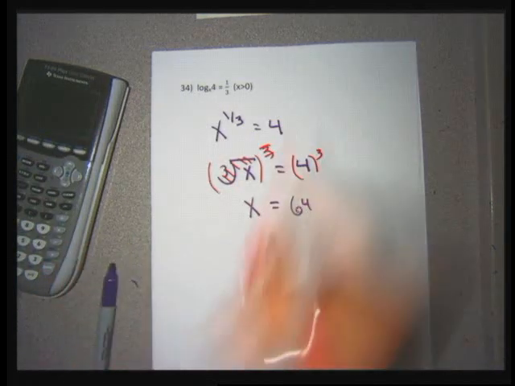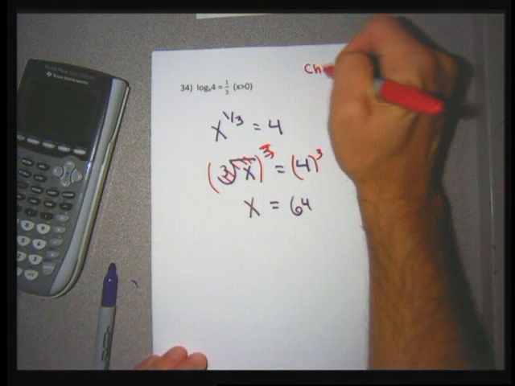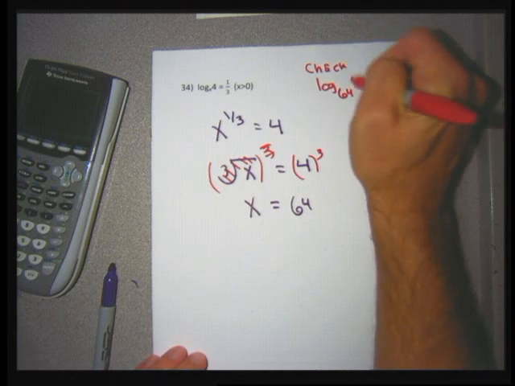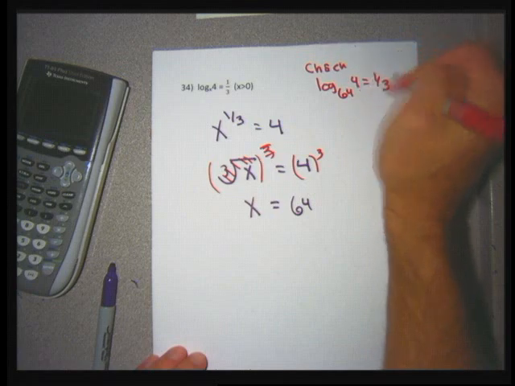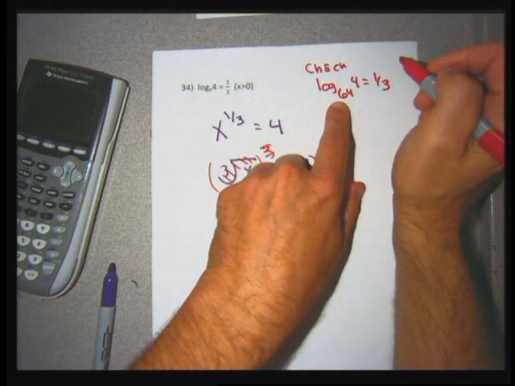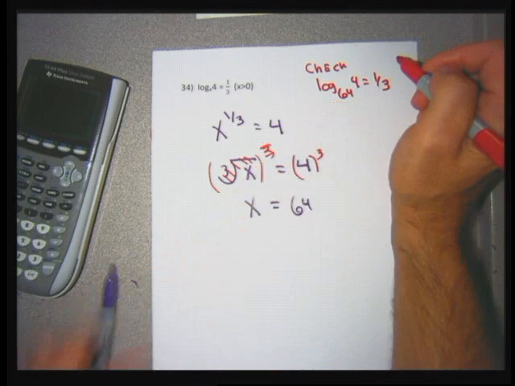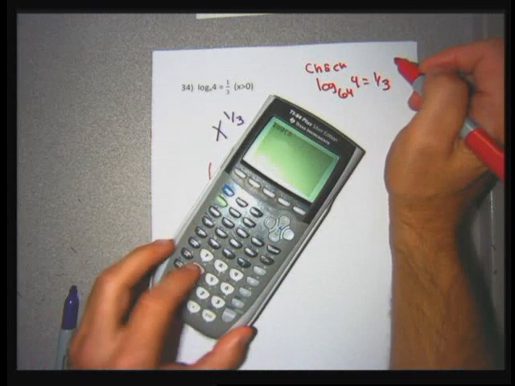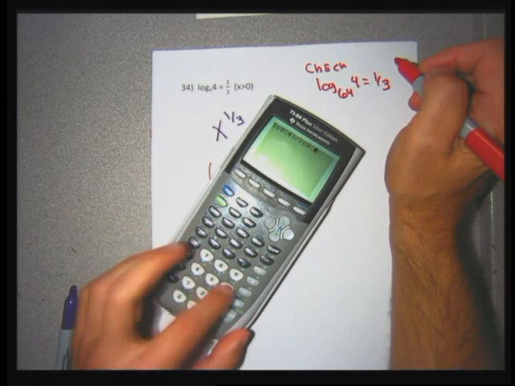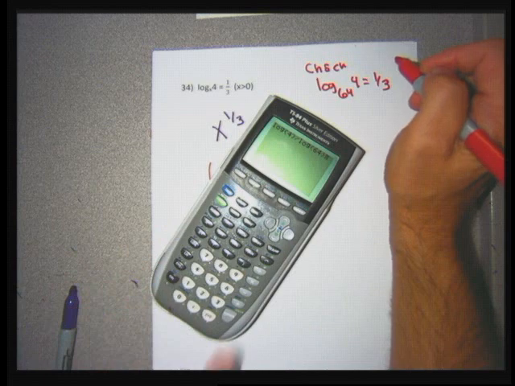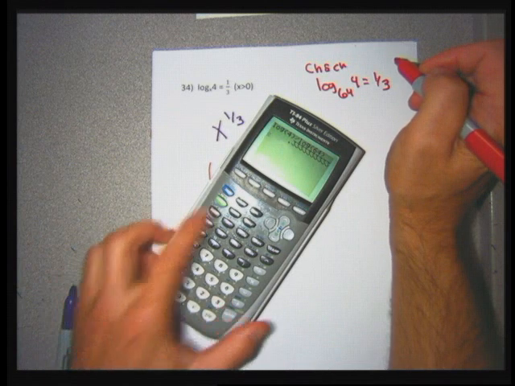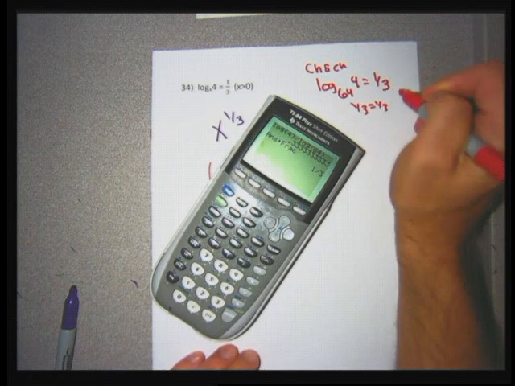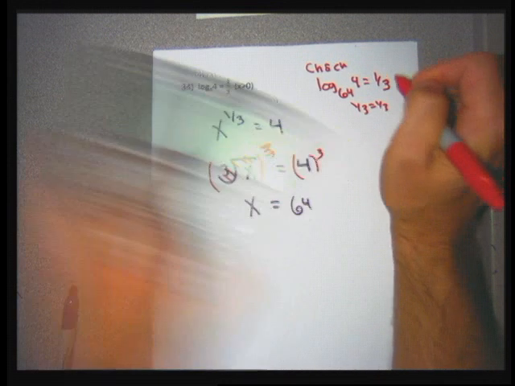I should check this just to make sure. My checking should be the case that the log base 64 of 4 equals 1/3. When I do this on my calculator, I'm going to get a decimal, and I'll hit math enter to make it into a fraction. So my checking, I'm going to go log of 4 divided by log of 64 equals, gives me a decimal, and then math enter, and this gives me 1/3 equals 1/3, and that's what I need to have for an answer to be correct.